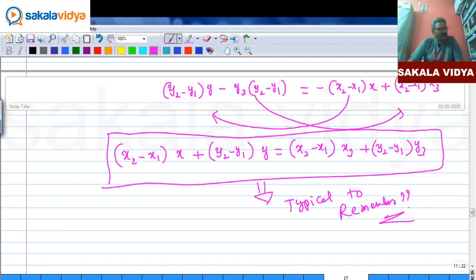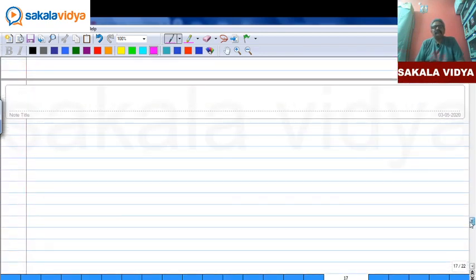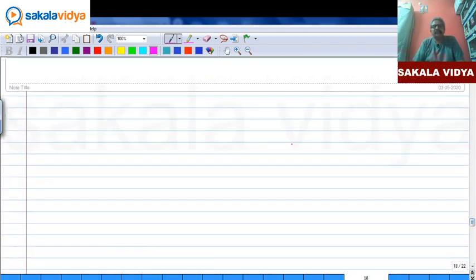Am I correct? Is it very typical to remember? But I will explain one shortcut. Actually, here we derived a beautiful shortcut. If I explain one example, it will definitely be very useful for us. So I will explain it here. You remember, but here I will explain one shortcut to you. So what is the shortcut?